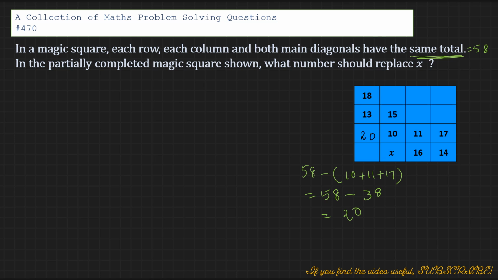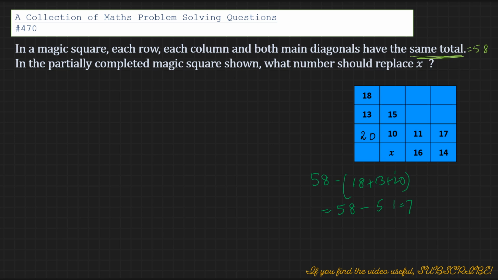And then once that is 20, I can work out the other number in the column. What is this number? That would again be 58 minus 18 plus 13 plus 20, which is 58 minus 51, and that equals 7.